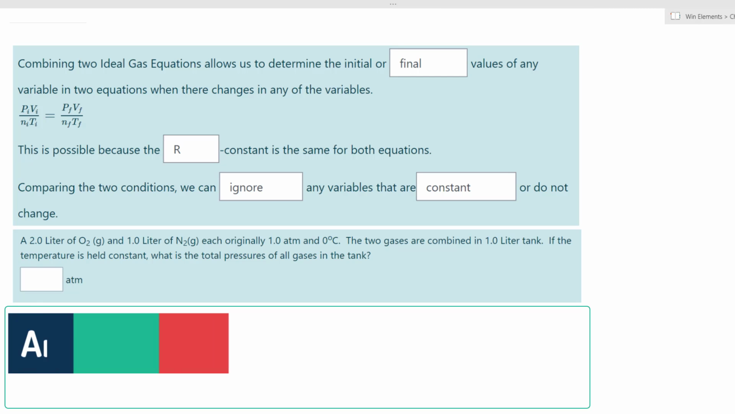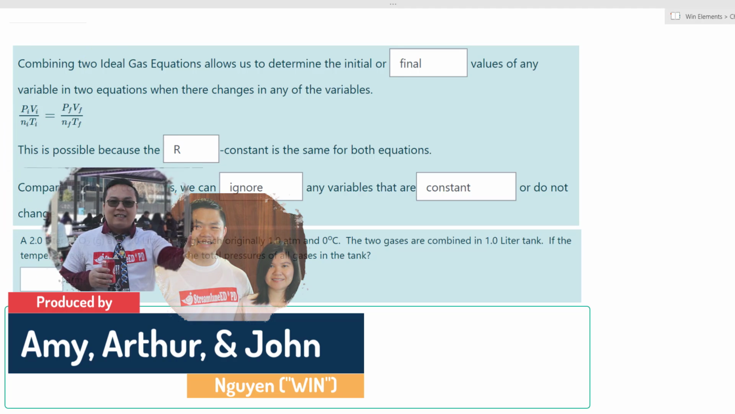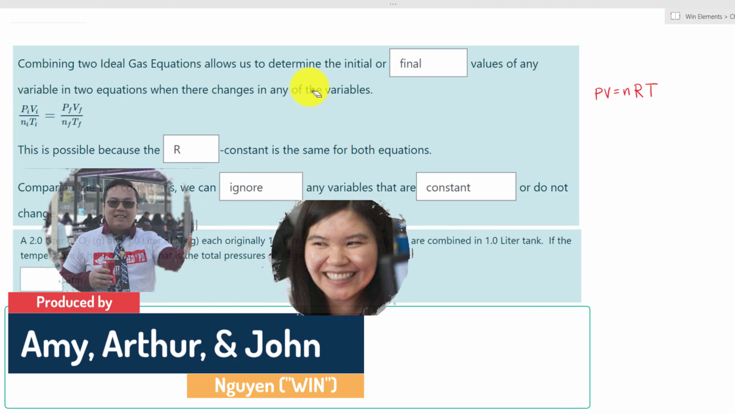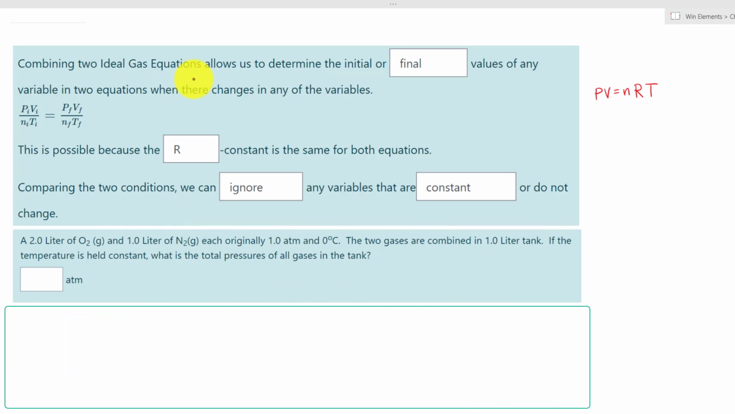Welcome back to another exciting chemistry lesson. In the previous lesson, we learned about the ideal gas equation. In this lesson, we are going to learn how to combine the two ideal gas equations that allow us to determine the initial or the final values of any variable in the two equations when there are changes to any particular variable. So let me illustrate that to you.